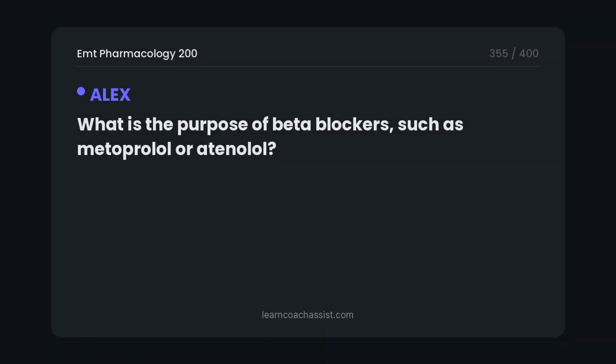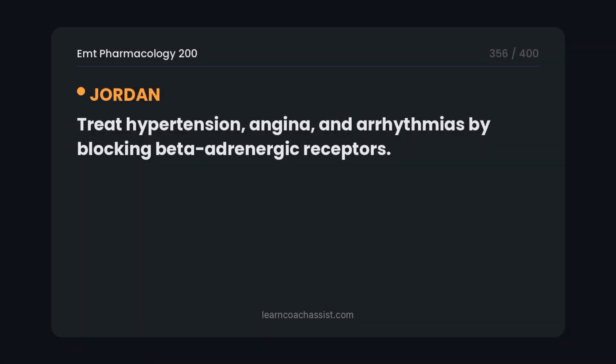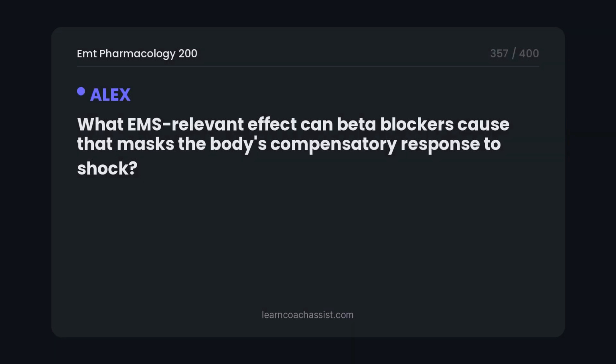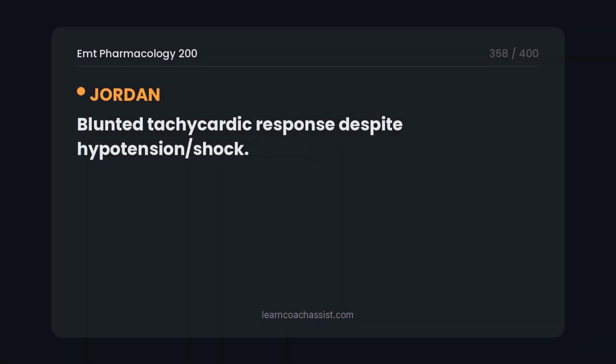What is the purpose of beta blockers, such as metoprolol or atenolol? Treat hypertension, angina, and arrhythmias by blocking beta-adrenergic receptors. What EMS-relevant effect can beta blockers cause that masks the body's compensatory response to shock? Blunted tachycardic response despite hypotension/shock.